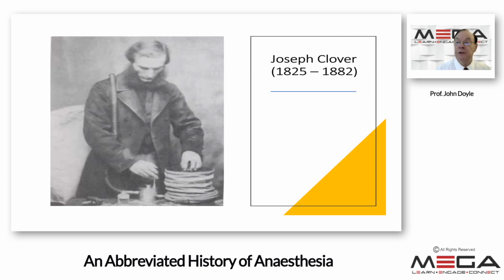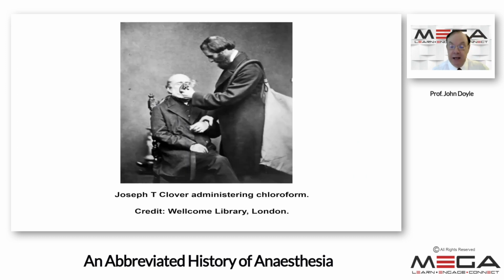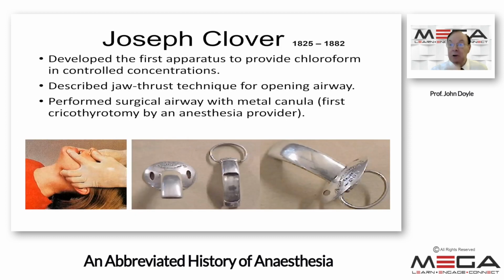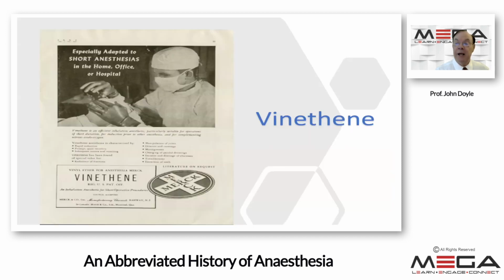Let's move on now to talk about Joseph Clover. He was another innovator in anesthesia, and he was administering here chloroform through this bag that you can see over his shoulder. He developed the first apparatus to provide chloroform in controlled concentrations, but he also described the all-important jaw thrust technique for opening the airway, and performed surgical airway with a metal cannula, as shown, in the first cricothyroidotomy by an anesthesia provider. So he was a pioneer both in the use of chloroform in controlled concentrations, as well as clinical airway management, both non-invasively with the jaw thrust maneuver and invasively with the surgical airway.